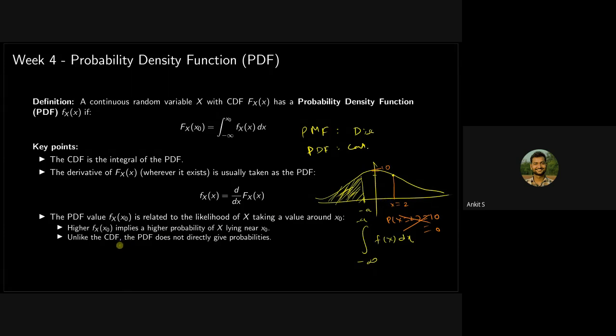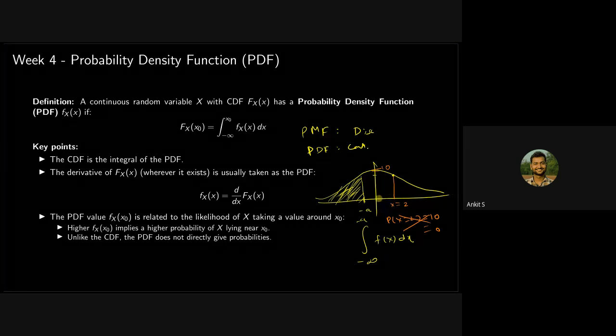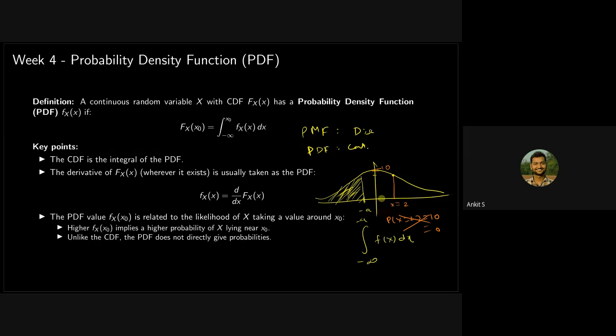Unlike the CDF, the PDF does not directly give probabilities. You cannot do this. But if the PDF function is high at some point, it means that around this point it takes values with higher probabilities than at other points, but it does not mean that it is taking exactly that value with that probability.